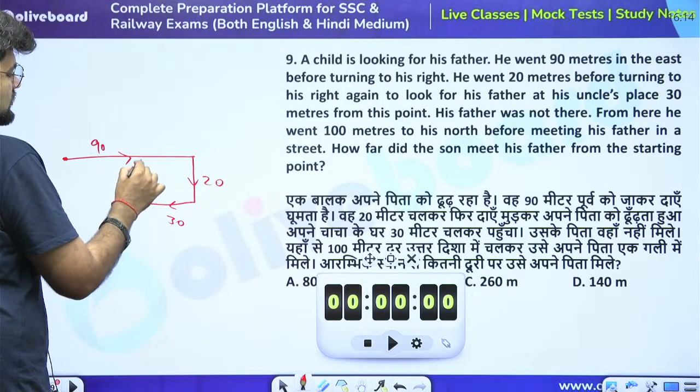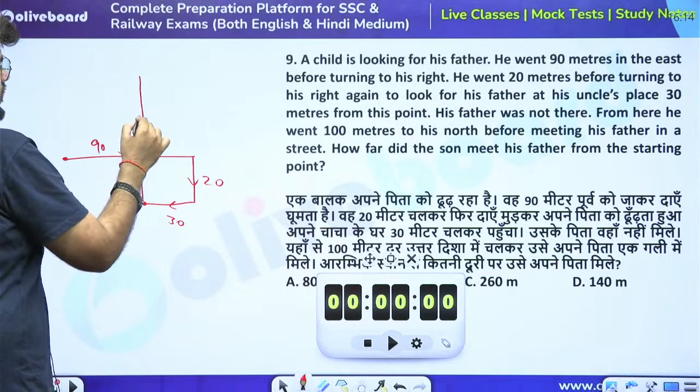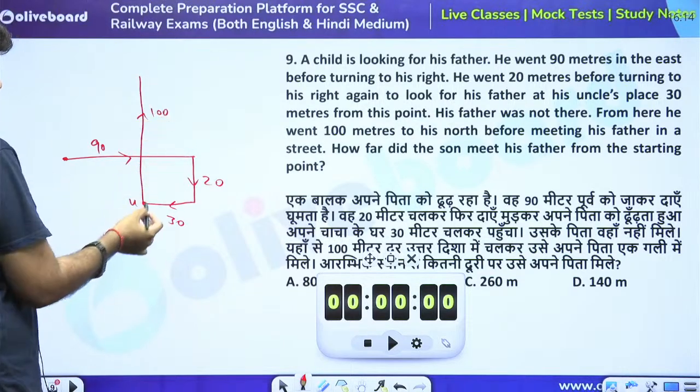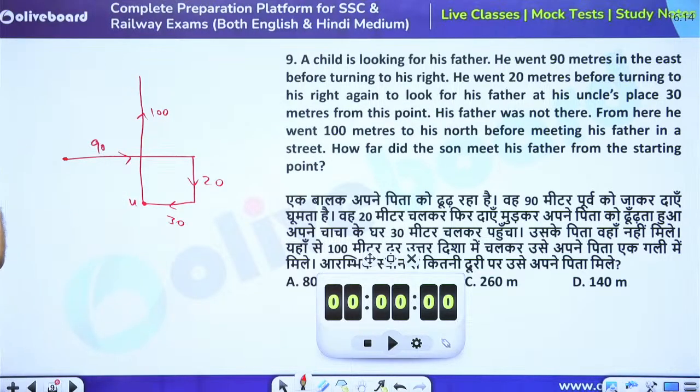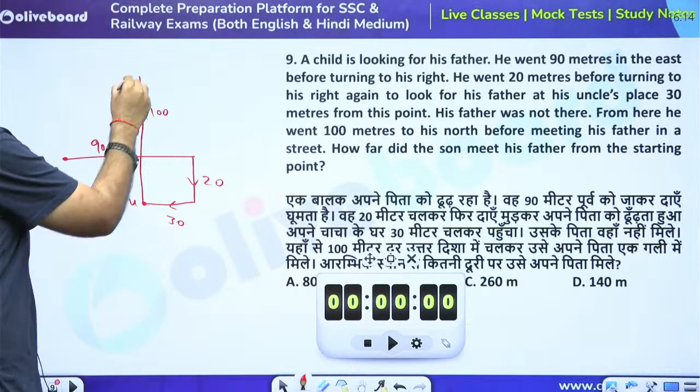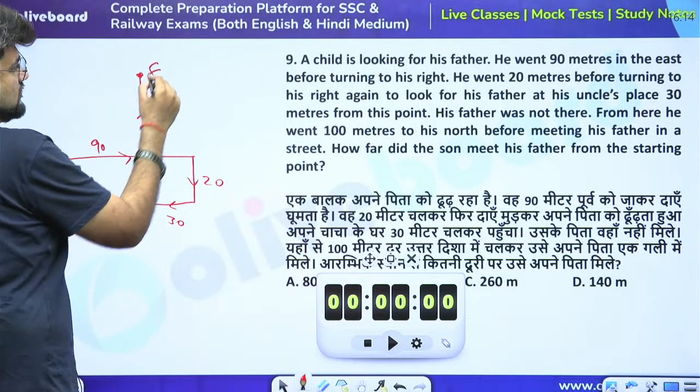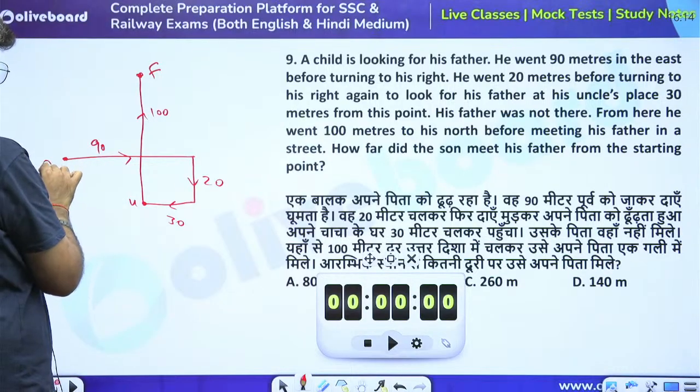So he went 100 meters. So this is 20 plus 80. Always calculate this midway only, 20 plus 80 like this. Calculate it like this in your head so that you know what is the difference. Before meeting his father in a street. So he met his father here and this was his starting point.